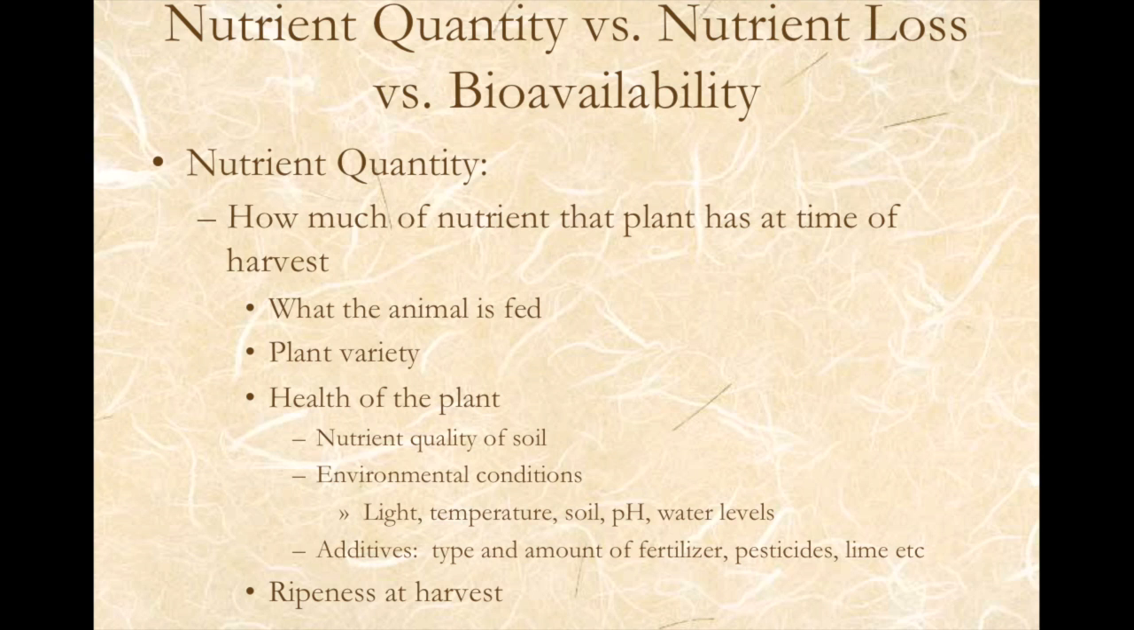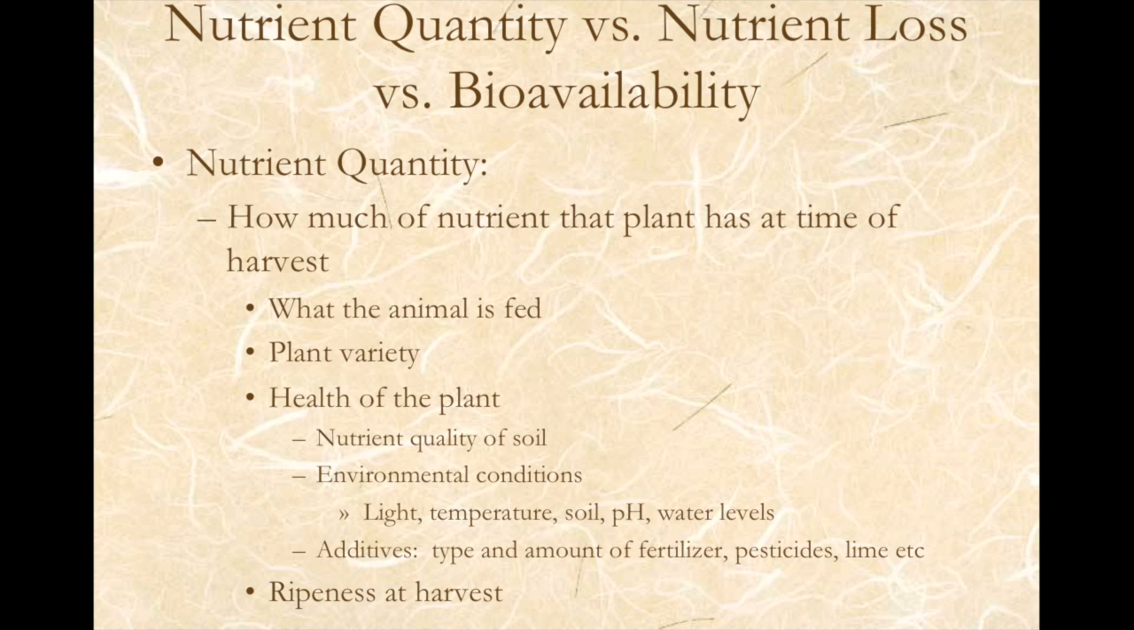The soil itself: has the soil been over-harvested? Have nutrients been replenished, or is it soil that's been utilized over and over again, so the nutrient quantity in the soil is low? The pH of the soil can impact it, and then the hydration status of the soil as well. Of course, some plants do better in low water environments and some do better in higher water environments.